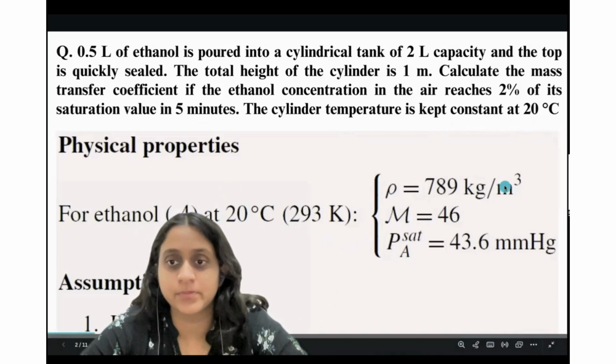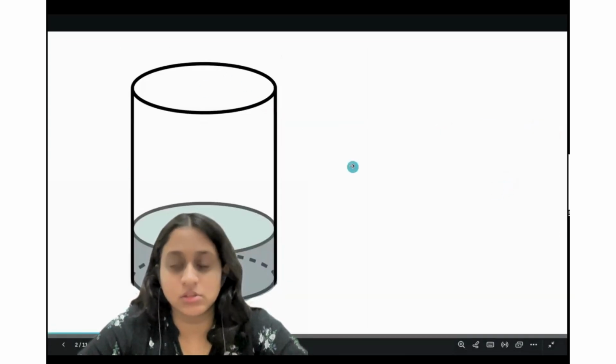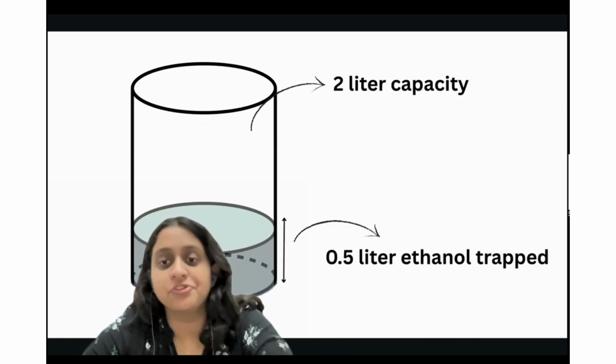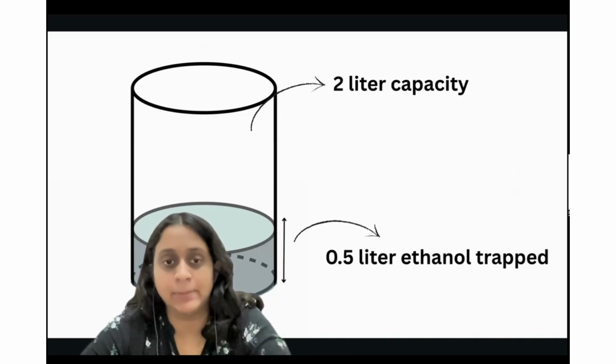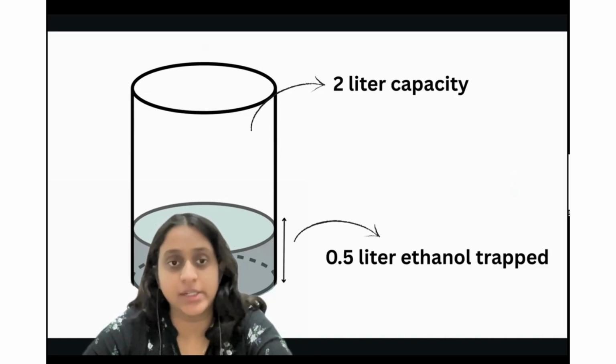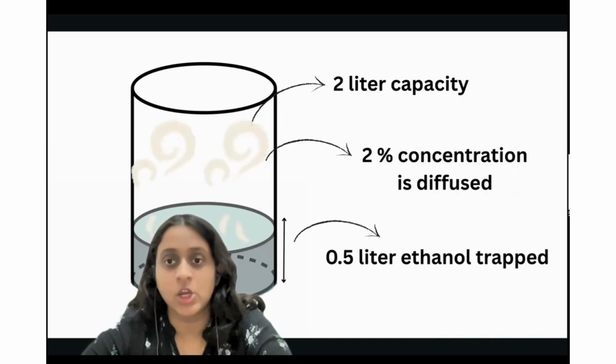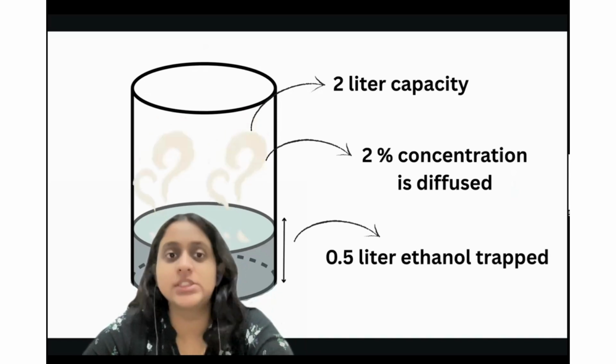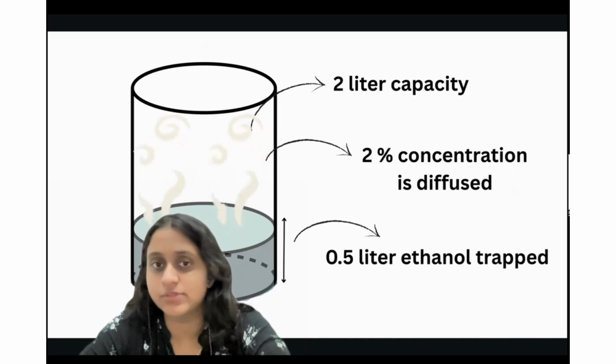Before starting the numerical, we will first understand our setup. Now this is a cylinder of 2 liter capacity, and 0.5 liter of ethanol is trapped inside the cylinder and it is quickly sealed. Now, after 5 minutes, 2% of the concentration of ethanol which is trapped has diffused into the remaining part of the cylinder.